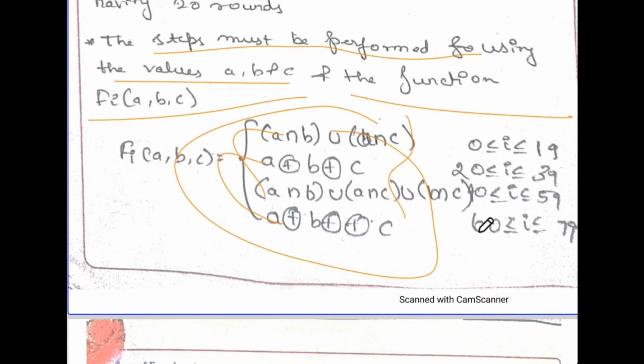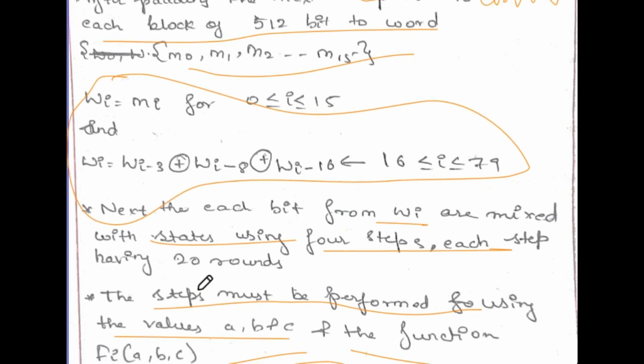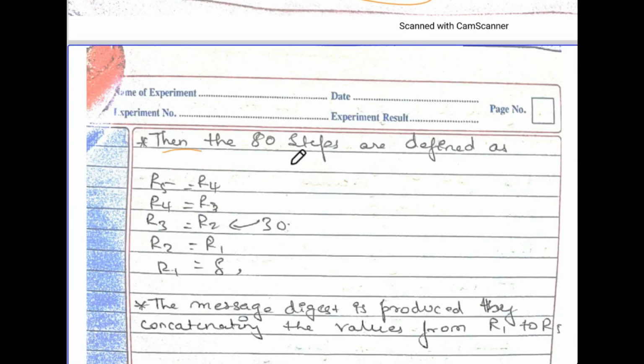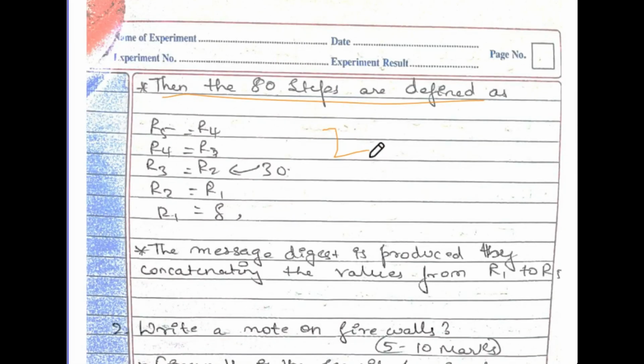This is also easy: 0, 20, 40, 60. The number before 20 is 19. The number before 40 is 39. The number before 60 is 59. And 79. Then the 80 steps are defined as follows. We have 4 steps and each step has 20 rounds. 20 rounds into 4 steps is 80. 80 steps total.